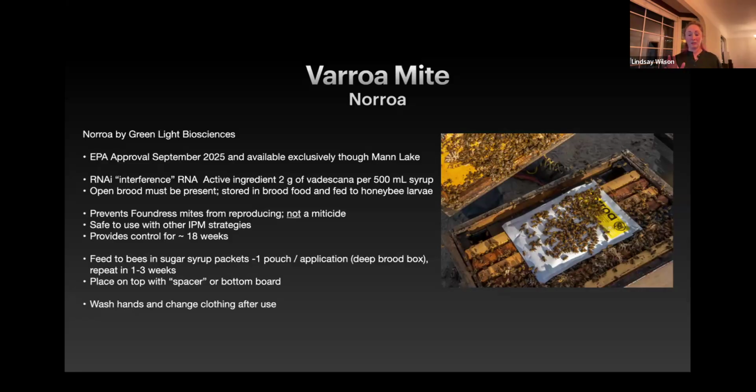The nice thing about it is you can put it on the top. You'll need a little spacer board to get it to fit, just like you would with an Apiguard tray or any other treatment right on the top. Or you can put it on the bottom board underneath, and the company says it works just fine. They've seen bees take it up very well from there as well. Always wash your hands and change your clothing after use.